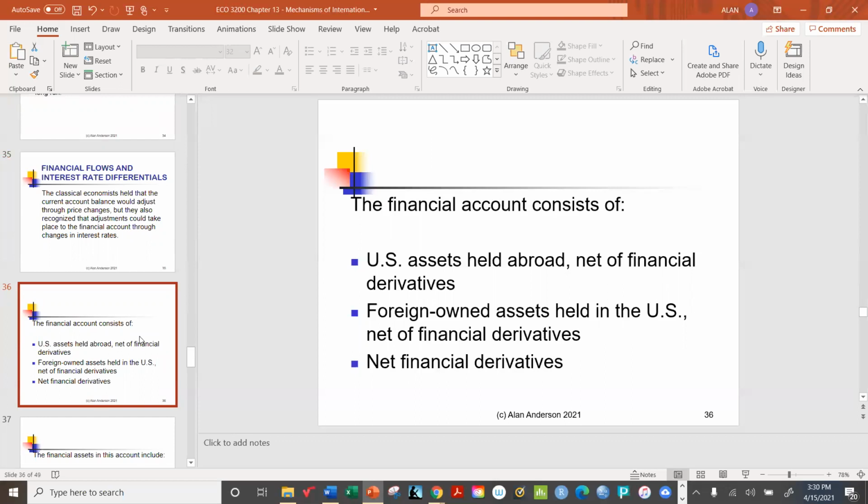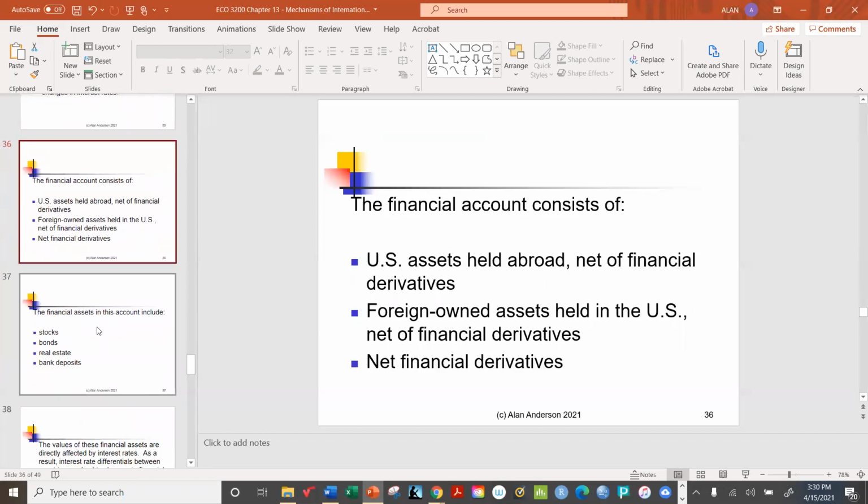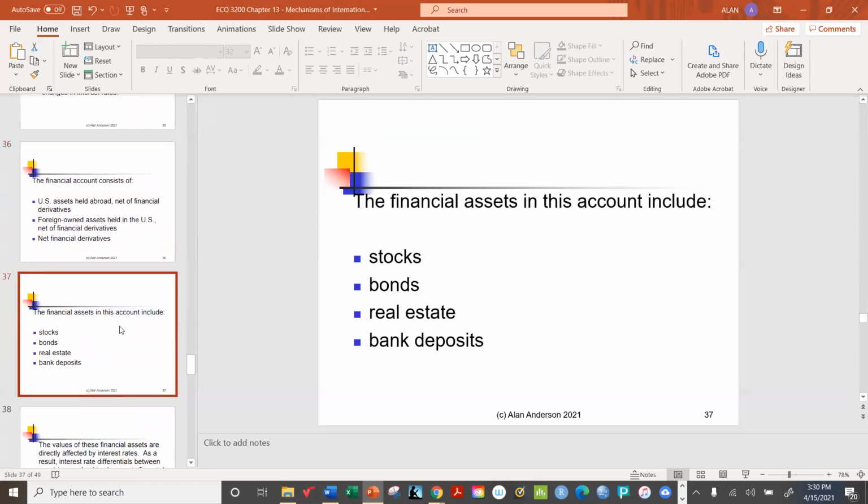We have U.S. assets held abroad, net of financial derivatives. We have foreign-owned assets held in the U.S., again, net of financial derivatives. And then finally, we have net financial derivatives. So what kinds of assets are included in this list? We have stocks, we have bonds, we have real estate, we have bank deposits.